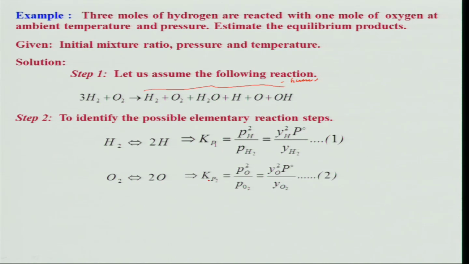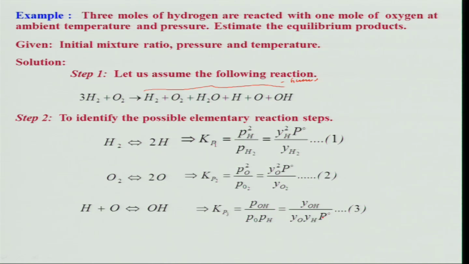Then similarly, I can get a relationship for the equilibrium constant, that is Kp2 = PO² divided by PO2. PO is equal to basically YO² (mole fraction) times P naught divided by YO2. Similarly, I will be considering H plus O going to OH, and I can write down Kp3 as POH divided by PO and PH. You keep in mind that these are all mole fractions, YOH divided by YO, YH, and P naught comes in the denominator.